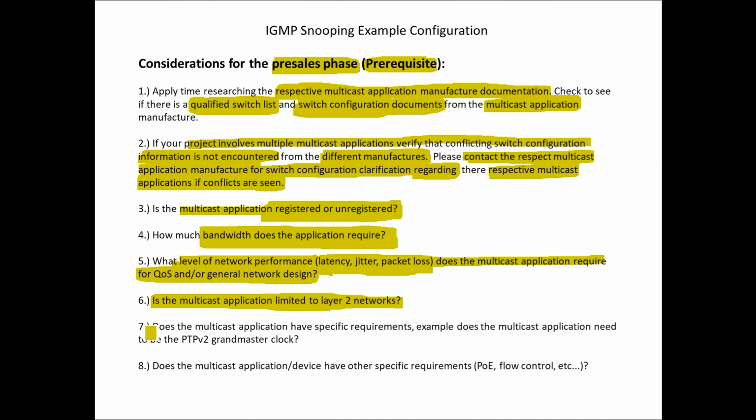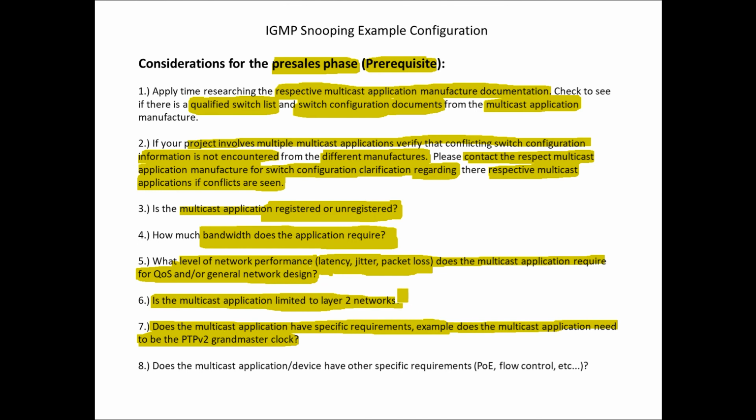Number 7, does the multicast application have specific requirements? Example, does the multicast application need to be the PTP v2 Grandmaster clock? And that's something that, as I mentioned earlier in the video, you do have to be careful about, because there are certain devices, not even core devices, meaning they're not the DSP, they're like a peripheral device, that for whatever reason have some type of caveat where that device needs to be the PTP v2 Grandmaster clock, which kind of seems odd, because normally when you think of a PTP v2 Grandmaster clock, you're thinking about a really big box in the core of the network, high availability, potentially multiple power supplies, etc.